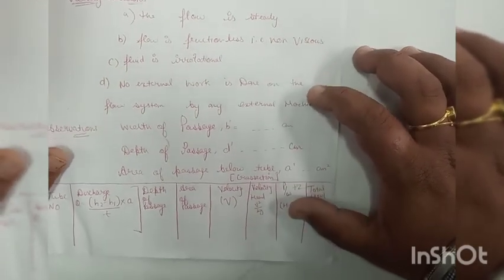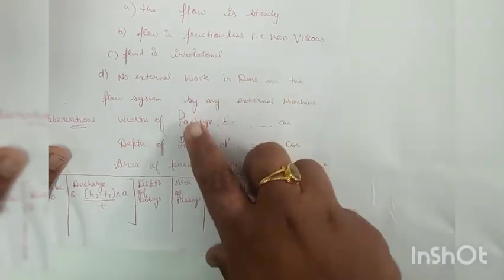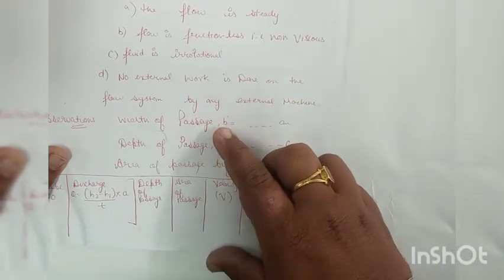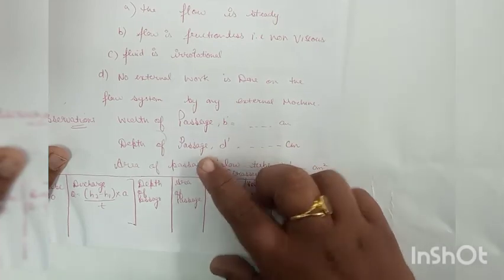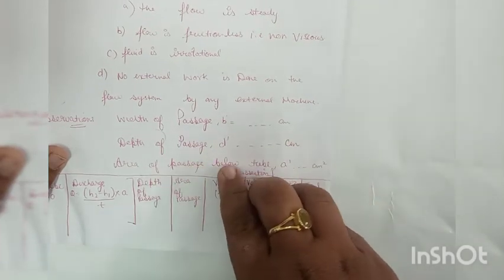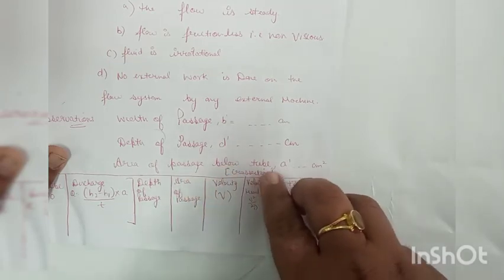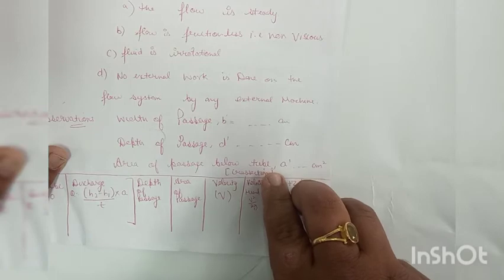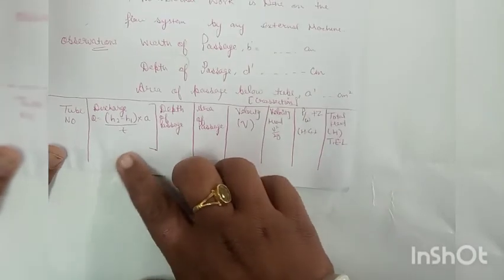And these are the observations which we take during the experiment. Width of passage: we take the width of the channel and the depth of the channel in which the fluid is flowing. And we calculate the area of passage, meaning the area of the channel in which the fluid is flowing, which is equal to B into D, and we calculate it in centimeter square. After that we create a table in the experiment.